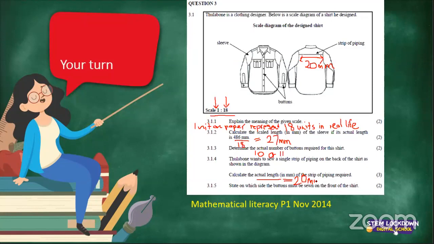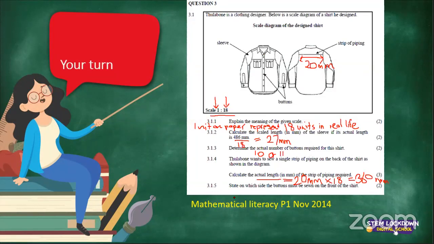Times obviously the real side of the scale, which is 18, the real ratio of your scale, right? And then 20 times 18, use your calculator just to avoid mistakes. Answer will be 360. They said your answer must be in millimeters, so millimeters. I'm sure some of you got this one correct as well. I can see Jared got it correct. Well done, learners, well done.